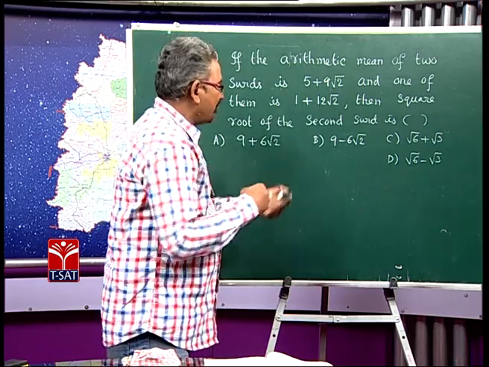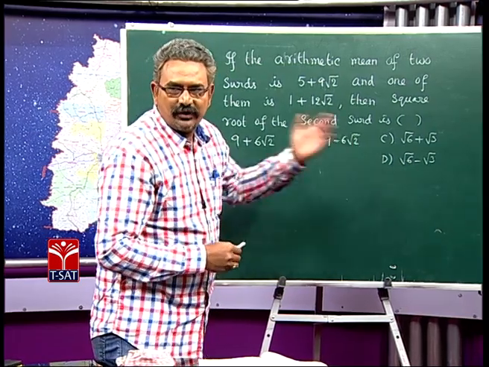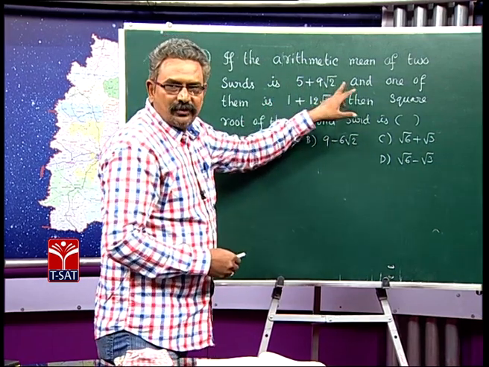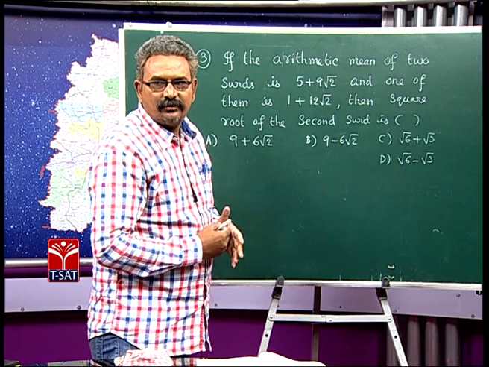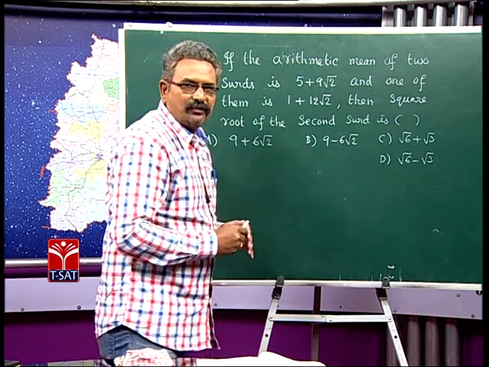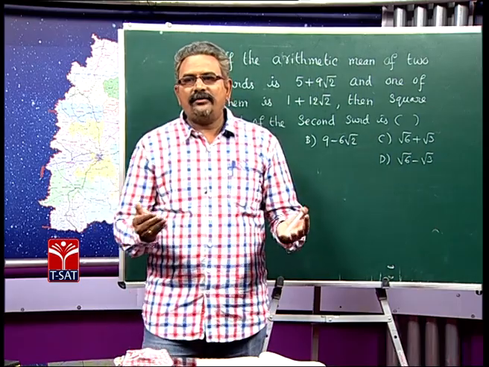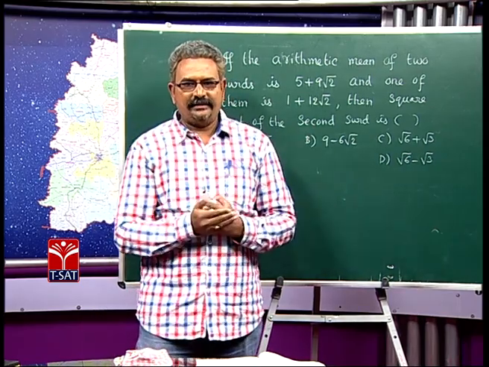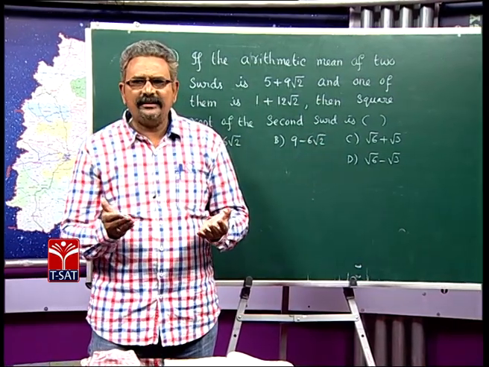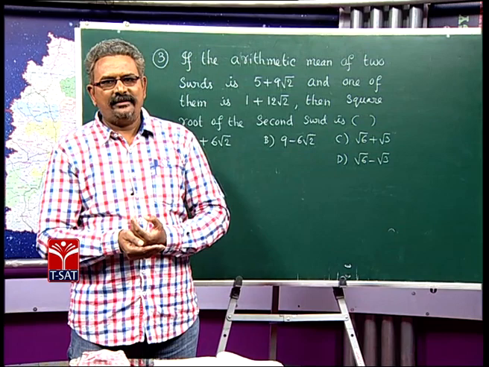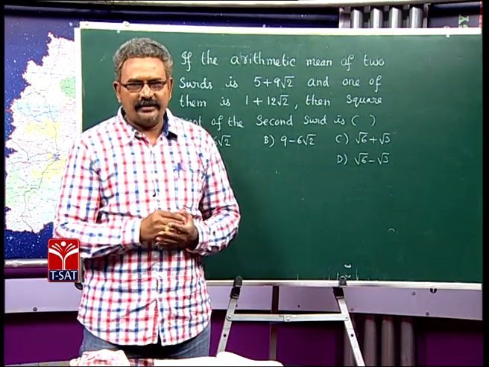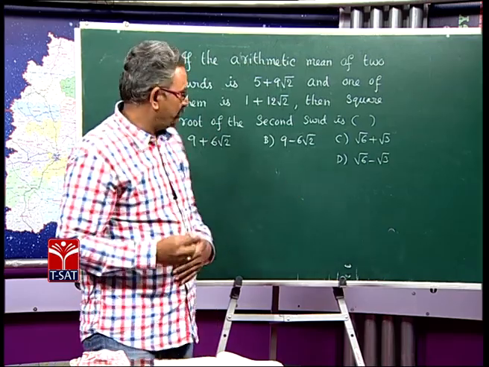One of the surds is given, say A is equal to 1 plus 12 root 2. As the value of A plus B is equal to 2 times (5 plus 9 root 2), substituting A equal to 1 plus 12 root 2, we can find out the second surd. Having evaluated the second surd, just find its square root. So that is the method to be adopted in this case. Okay, let us solve it now.